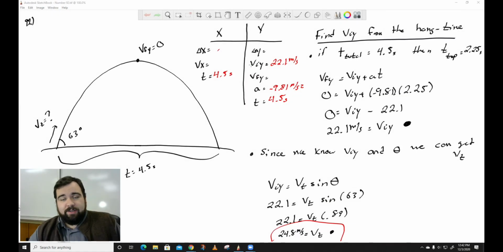And here we are for number 92. 92 is the one where we're talking about a football being punted, and we're asked about the initial speed at which it was kicked. So we're assuming it's kicked and lands at the same height. It's kind of an approximation again.